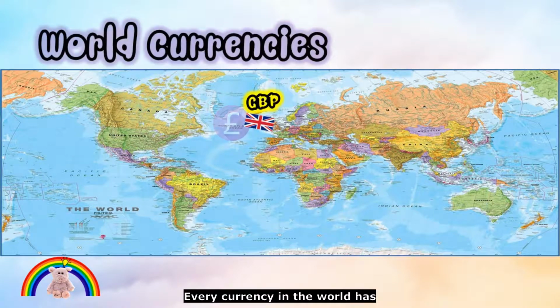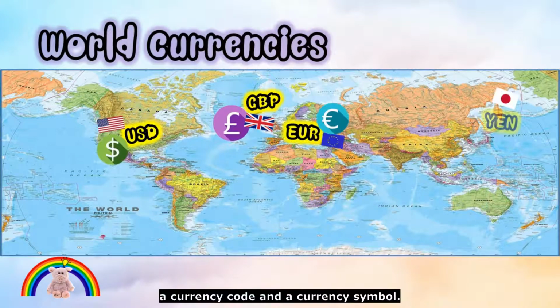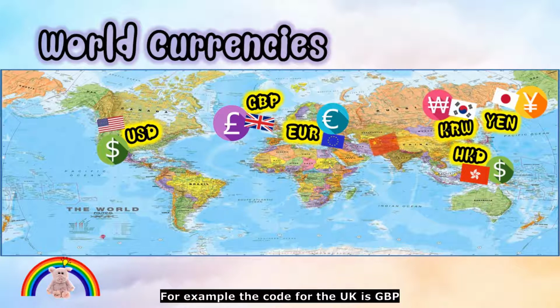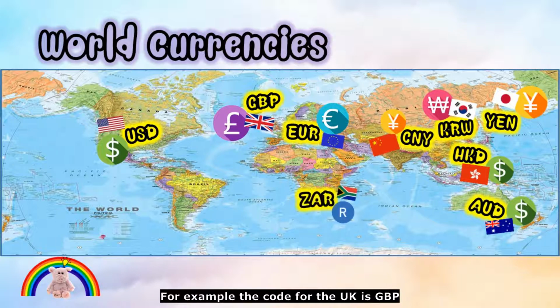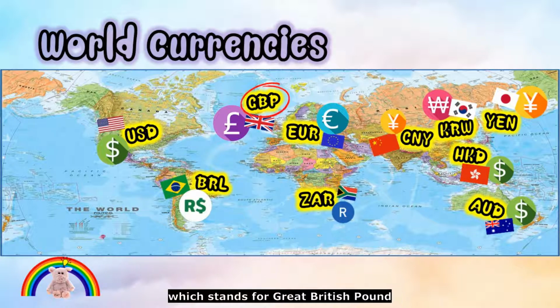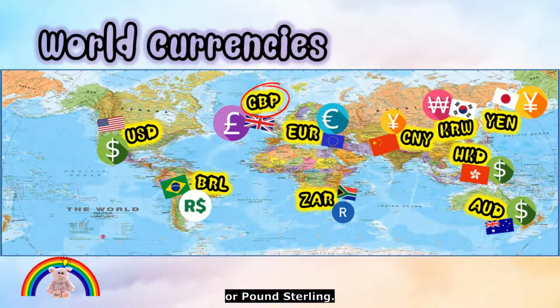Every currency in the world has a currency code and a currency symbol. For example, the code for the UK is GBP, which stands for Great British Pound or Pound Sterling. The symbol looks like this.